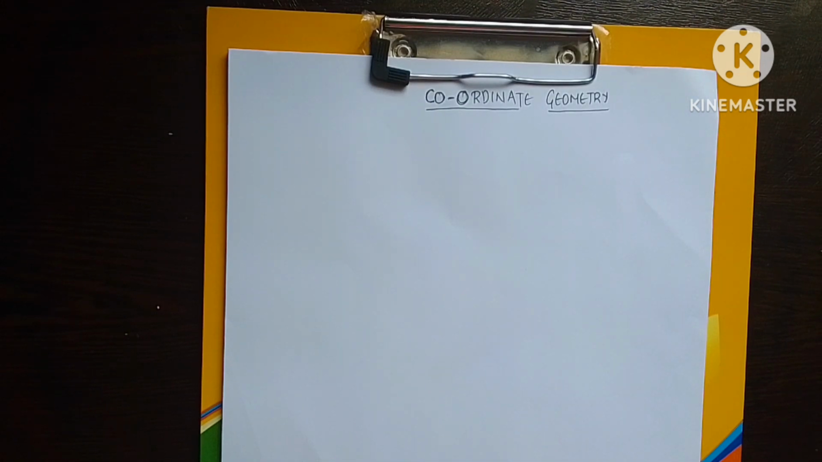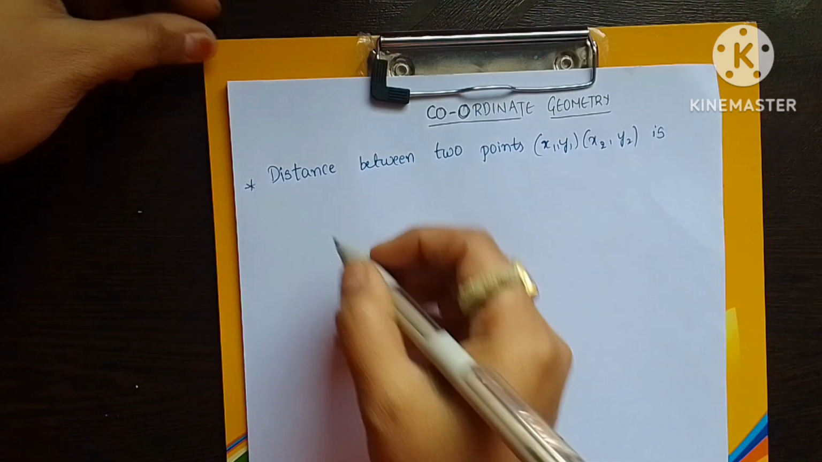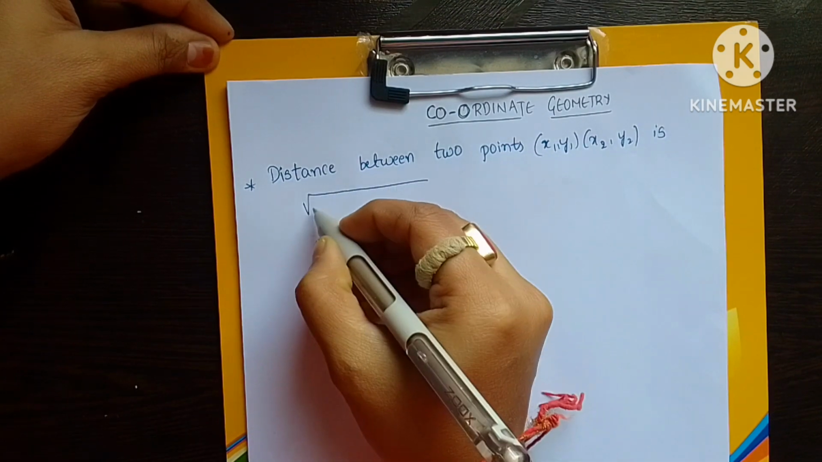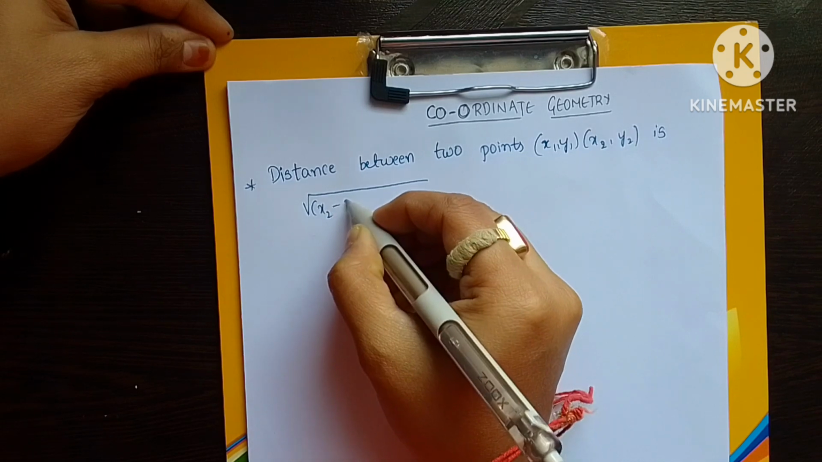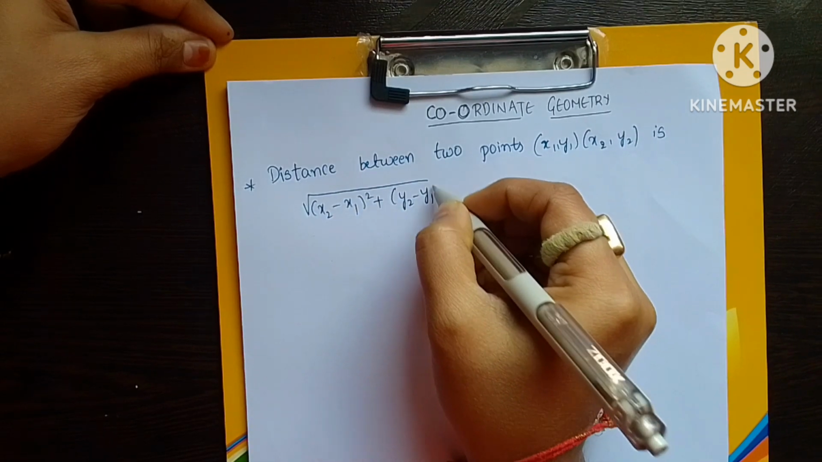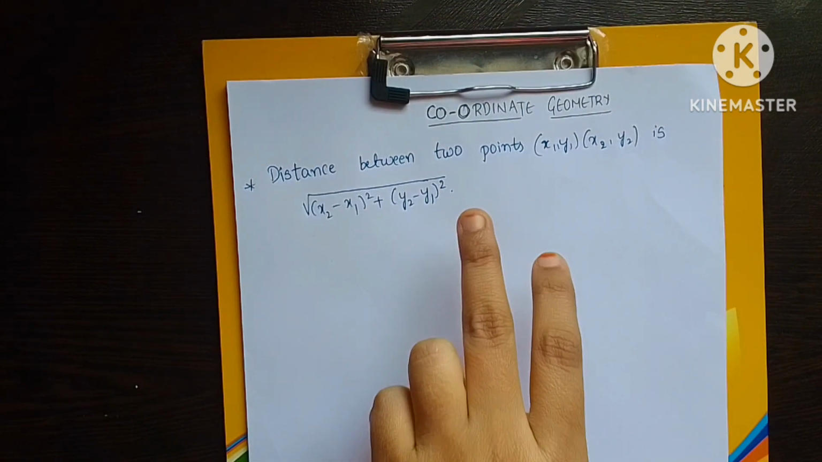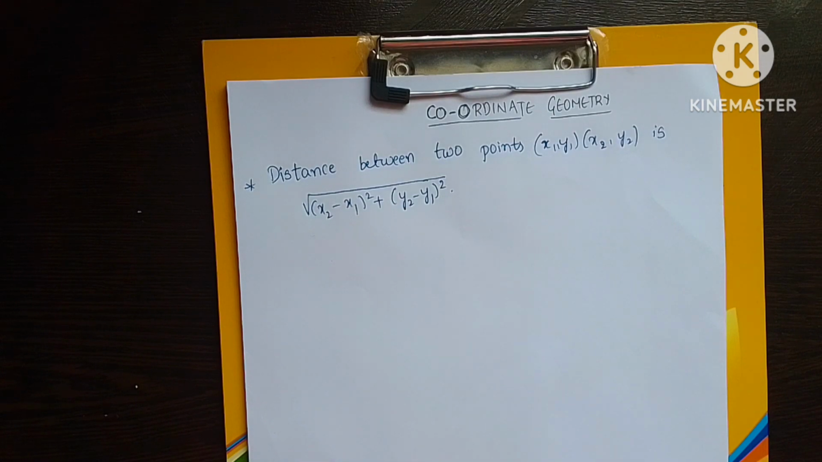Today let us see the class 10th coordinate geometry important questions. The distance between the 2 points (x1, y1) and (x2, y2) is square root of (x2 minus x1) whole square plus (y2 minus y1) whole square. This is the formula for the distance between 2 points.